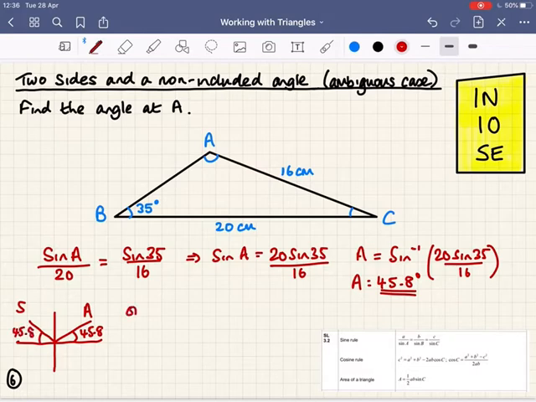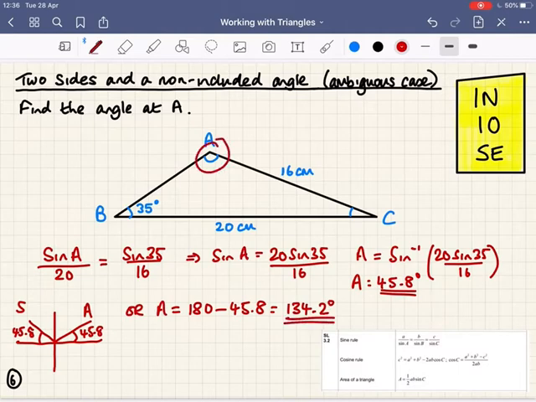So A could be equal to 180 minus my principal value, which was 45.8, which would give an angle size of 134.2 degrees. Now, if you look at the picture, the angle at A here looks much more like 134.2. So I'd say the solution here is probably 134.2, especially if the drawing is drawn to scale.